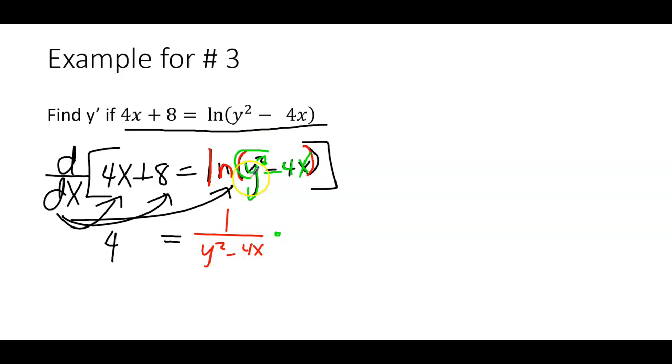Next, we have to do the derivative of the inside. Now, when I take the derivative of this, I get 2y. But since it's a y, I also get a y prime, right? Minus the derivative of that, which is 4. And then I'm going to go ahead and just put all this together here.